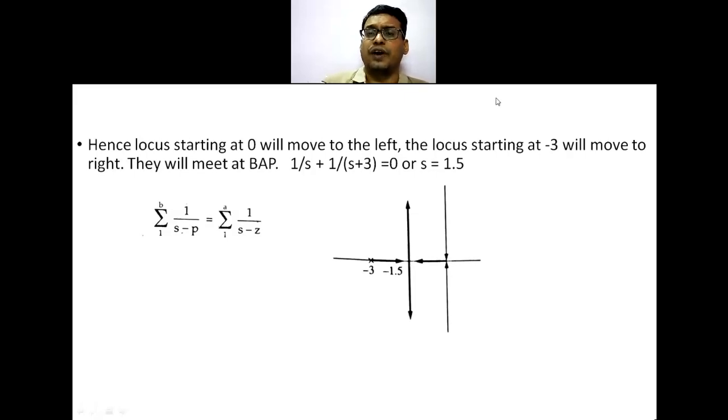And that is why the two poles, one at 0 and another at -3, will follow the real axis towards the center of gravity, and then will follow the asymptotic lines.